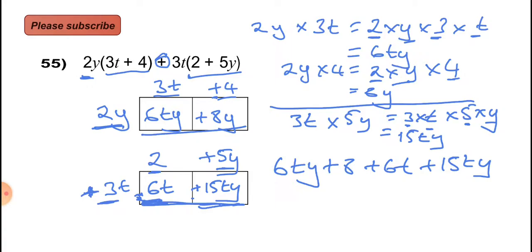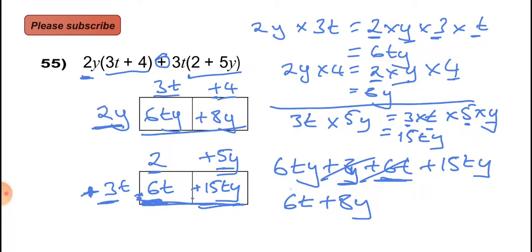With negative terms, you have to be very careful. So I can now see that the 6t is by itself, there's no collecting like terms, so copy that down. And likewise with 8y, so copy that down, plus 8y. So we've dealt with plus 6t, we've dealt with plus 8y.